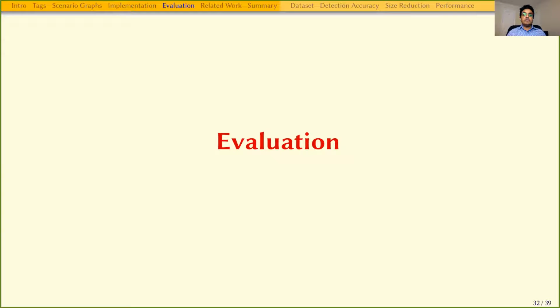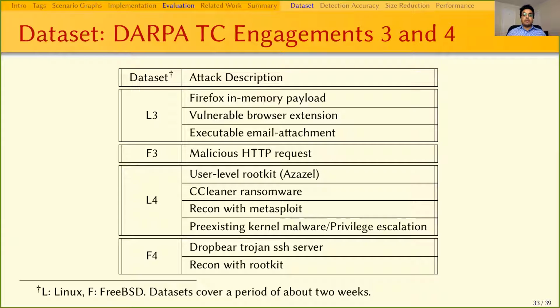Now we will move on to the evaluation part of our system. We have performed our experiments on the DARPA Transparent Computing Programs dataset. We tested our system on the Linux and FreeBSD data, which were collected during the third and fourth engagements. It contains various types of attack, which include very stealthy attacks such as the Firefox in-memory payload, Azazel, etc.